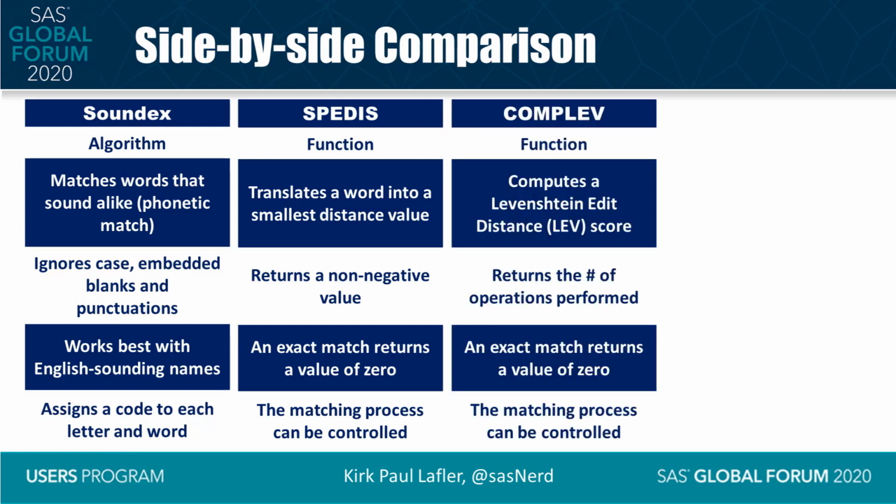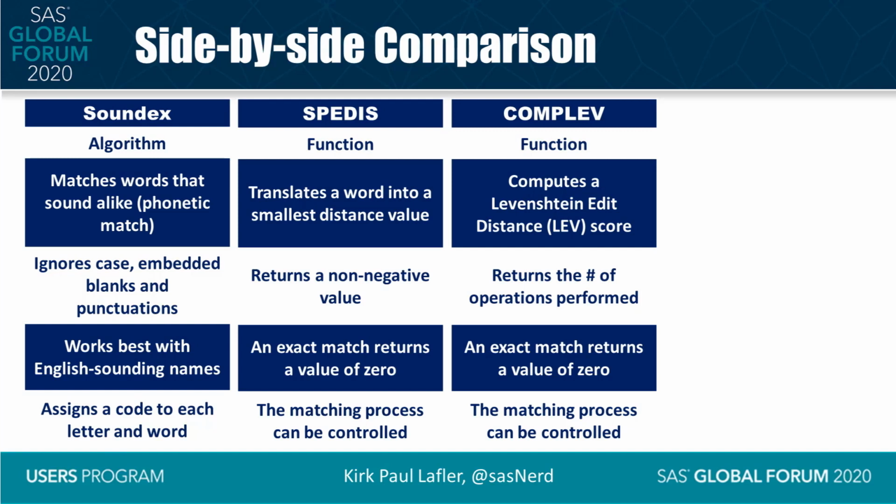The third technique is using COMPLEV. It's a function in the base SAS system. It computes what's known as a Levenshtein edit distance, or LEV score, returning the number of operations that were performed to make one key's value match another key's value. An exact match returns a value of 0, and here too, the matching process can be controlled.